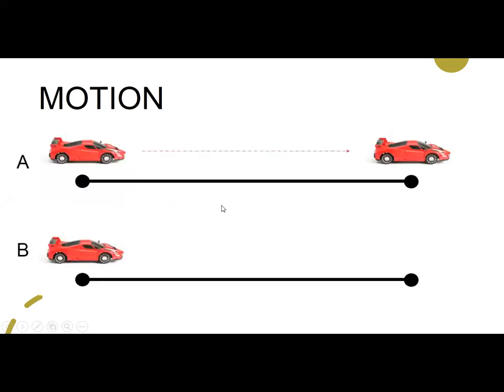Okay, let's see this example. The example A, the car moved from this point to this point. So we can say that there is a motion. While example B, the car doesn't move, so there is no motion.